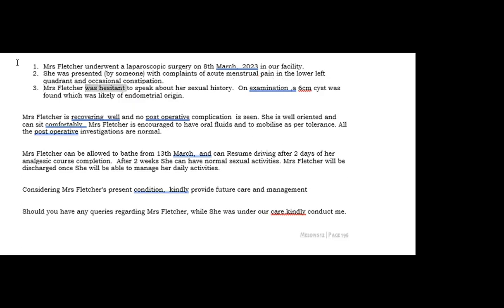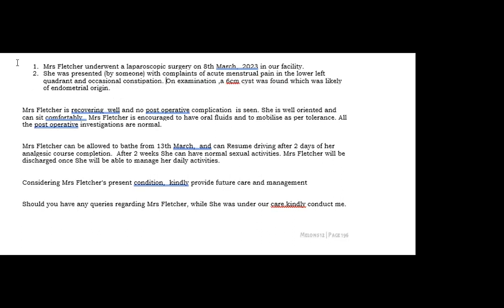Mrs. Fletcher was hesitant to speak about her sexual history. This is not important here. On examination, a cyst was found. Is it a passive voice or active voice? A cyst was found. Passive. Found is someone has found, by someone, yes.